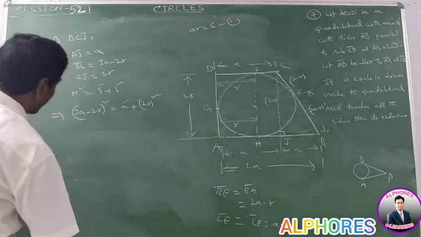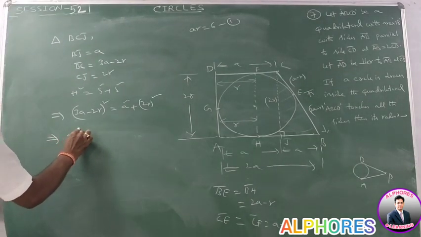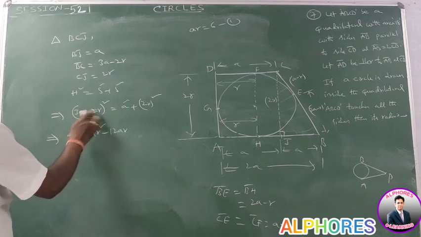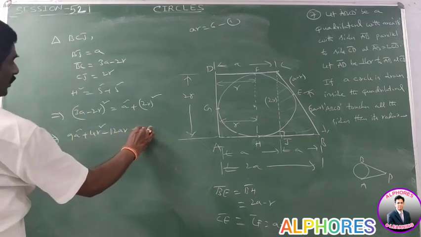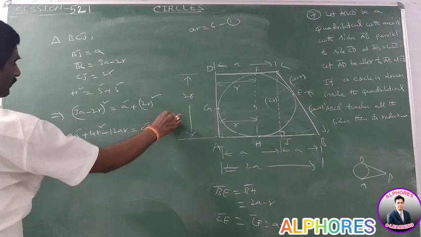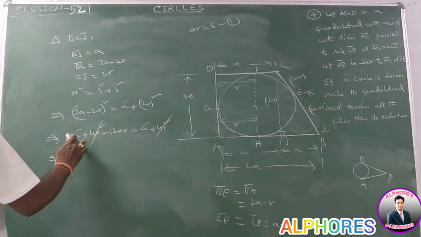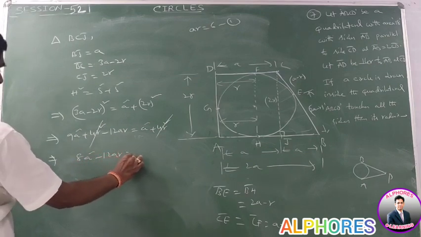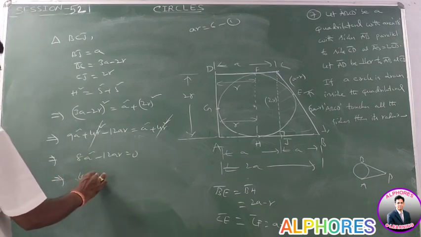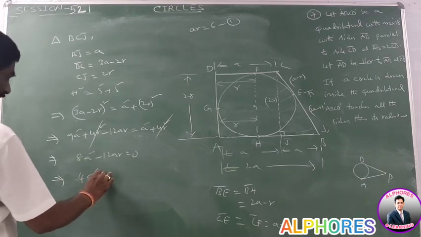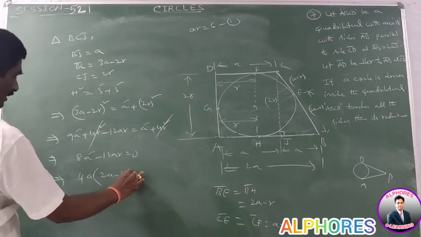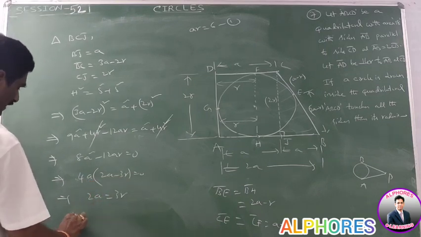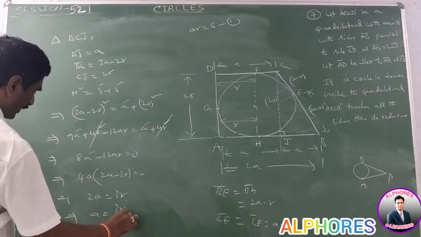After simplification, we get 9A square plus 4R square minus 12AR is equal to A square plus 4R square. 4R square cancelled. 9A square minus A square means 8A square minus 12AR is equal to 0. 4A is the common term. That means 2A minus 3R is equal to 0. A is not equal to 0. That means 2A is equal to 3R. What is the value of A? A is equal to 3R by 2.